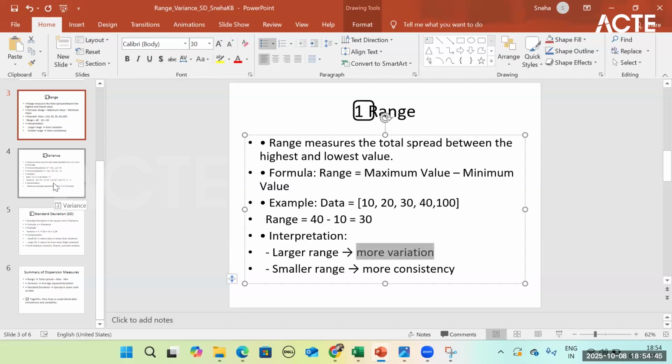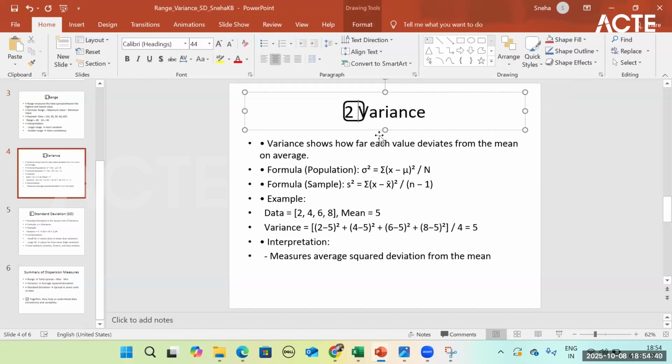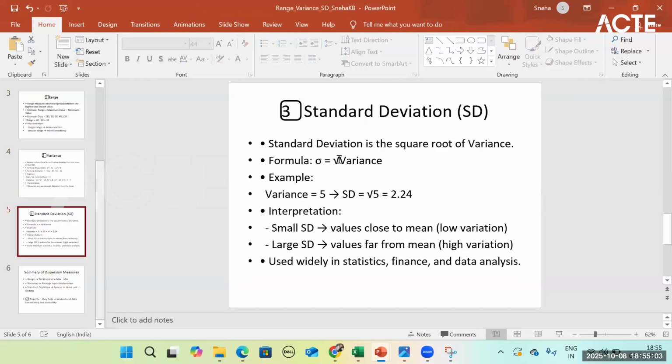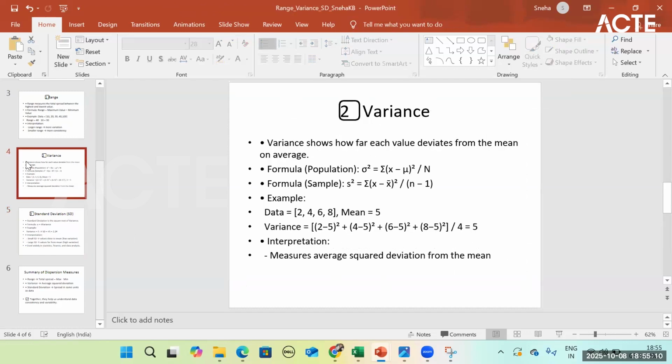To understand more deeply, we will calculate variance. Standard deviation will tell you more information than variance, but we need to know variance because standard deviation is nothing but the square root of variance. So that's the reason we will understand what variance is first. Understood?